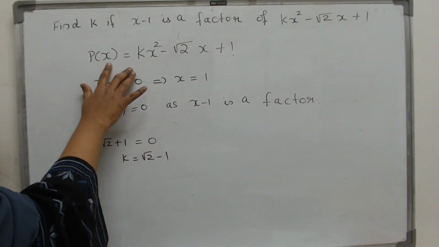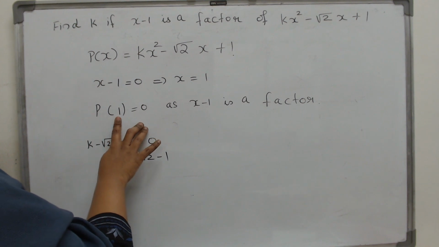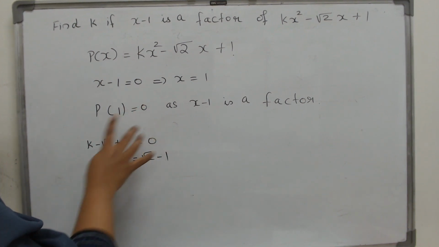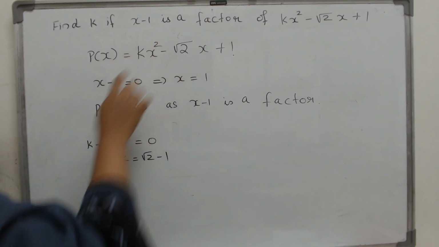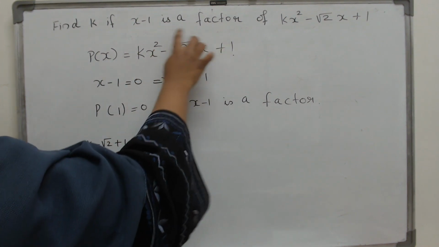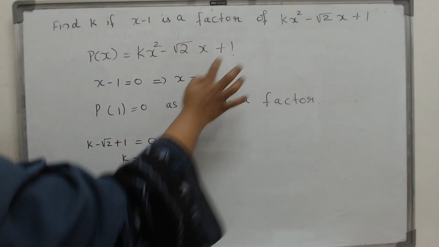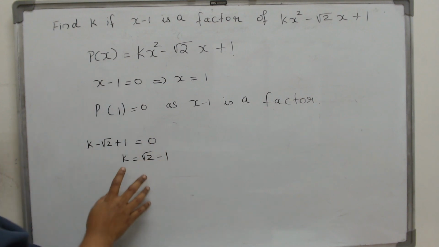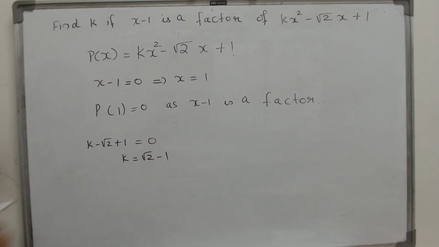So wherever you see x, if you put 1, you should get 0. So try putting that. This whole thing becomes just k. This whole thing becomes just minus root 2 plus 1. If that is equal to 0, then your k should be equal to root 2 minus 1.